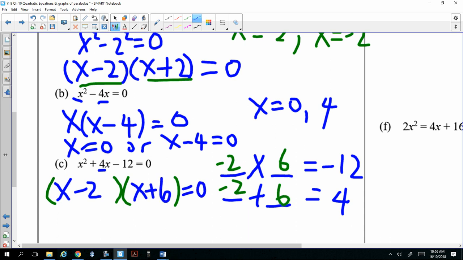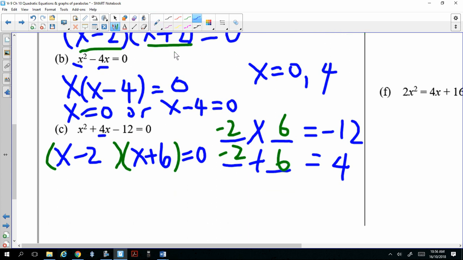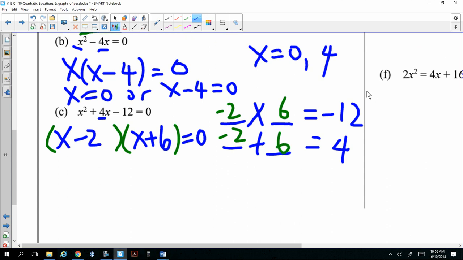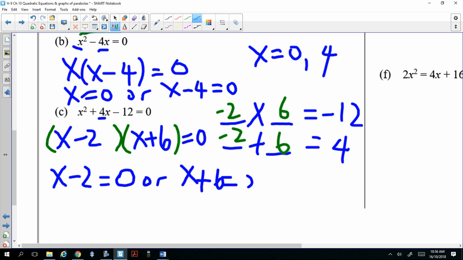Okay. And then I'm going to ask another student. Hang on. Let me just say something. Do next. Yep. x minus 2 equal 0. Very good. Or x plus 6 equals 0. Yeah, very good. And then what's x equal to? Yep. Or. Very good. Okay, good.